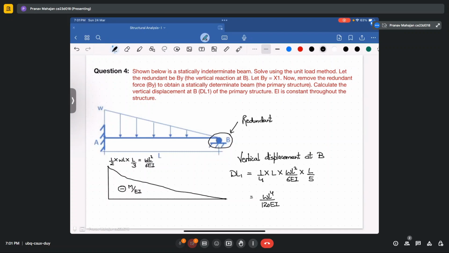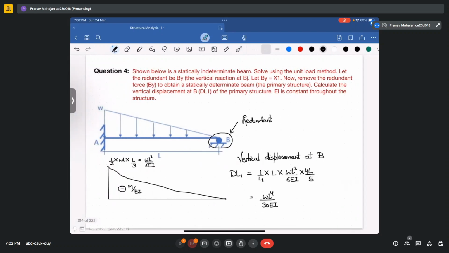Oh, sorry. So this will be, I think, 4L by 5. Yeah, 4L by 5. Then you will get the value here as 30 EI. Now it is fine. Okay, so your DL1 comes out to be WL4 upon 30 EI, and this value is approximately related to the uniformly varying load for the fixed beam, where the maximum moment at the end B comes as WL cube upon 30 EI. So it is somewhat related to that.